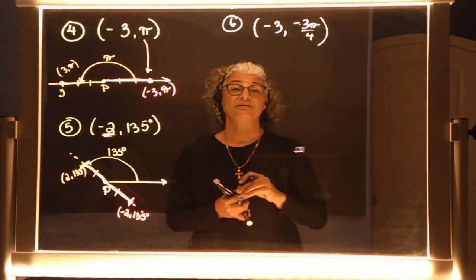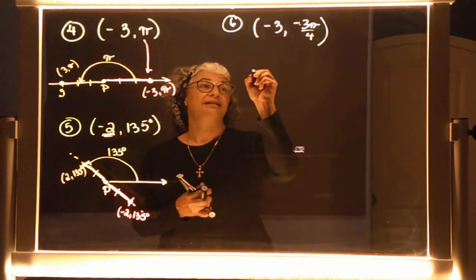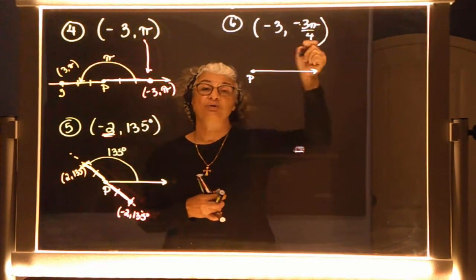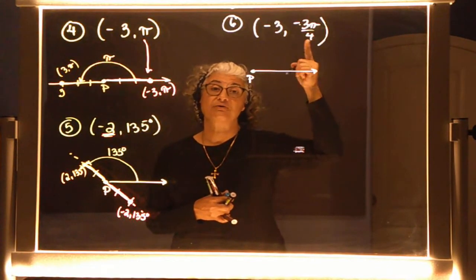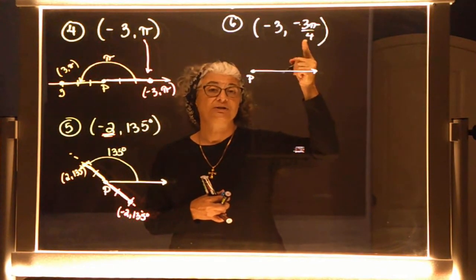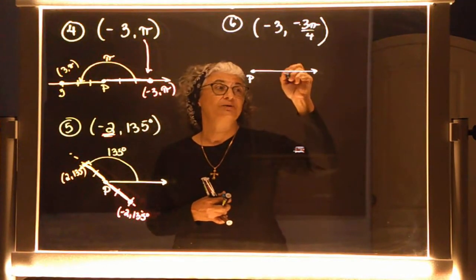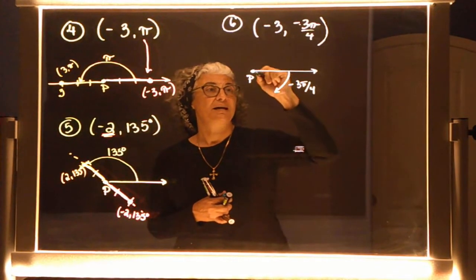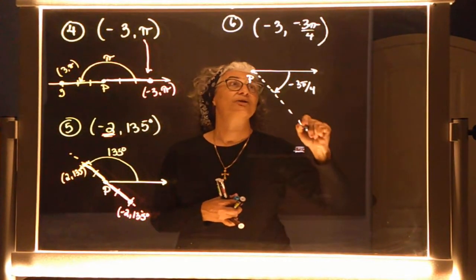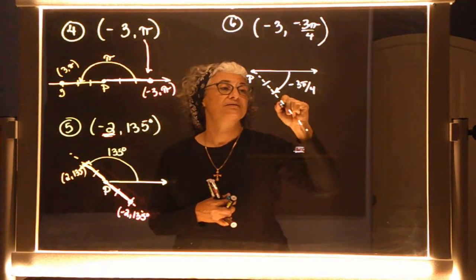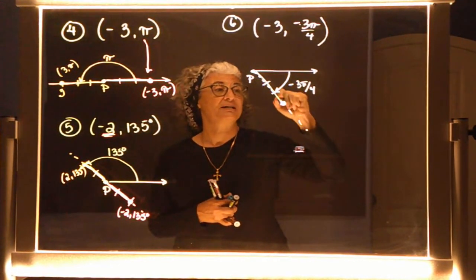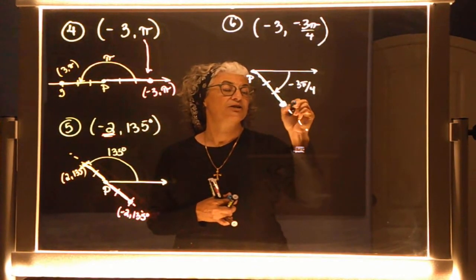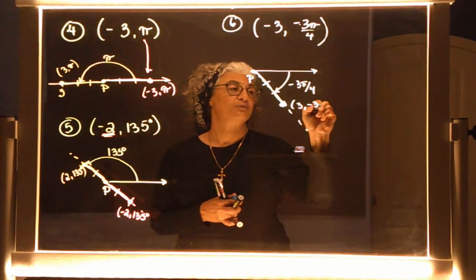Okay, negative 3 comma negative 3 pi over 4. Again, get the pole down, get your polar axis, right? And I'm going with the angle first, negative 3 pi over 4. Which quadrant would that have been in? Yeah, that would be here, basically the 4th quadrant, wouldn't it have been? And I would have gone a distance of 3 from the pole. So right here, this would be the point 3 comma negative 3 pi over 4.